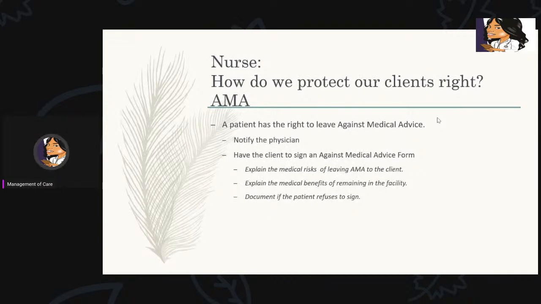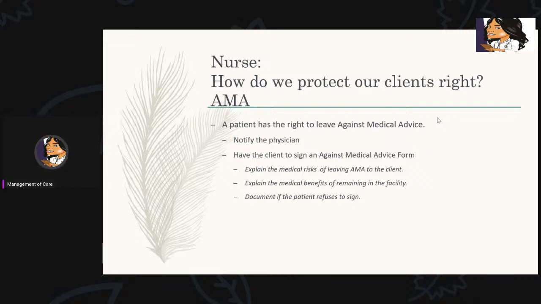AMA. A patient has the right to leave against AMA. Okay. The patient has the right to leave. What we have to do as nurses is notify the physician and have the client sign an against medical advice form. And this is the tricky part. This is what most people don't know. You must explain the medical risk of leaving AMA to the client. You have to explain the medical benefits of remaining in the facility and document if the patient simply refuses to sign. So we have to protect the patient.